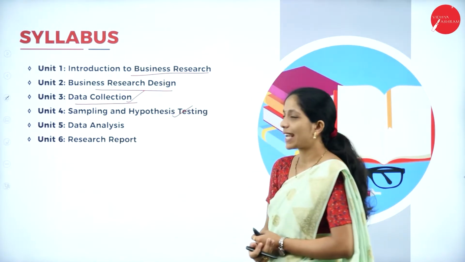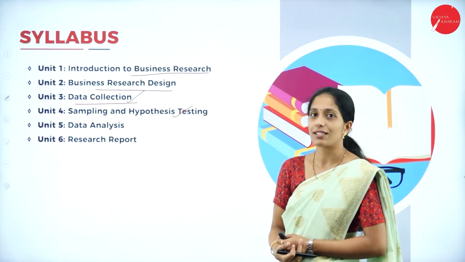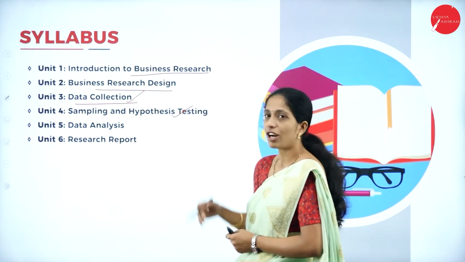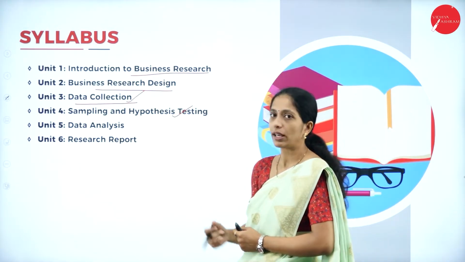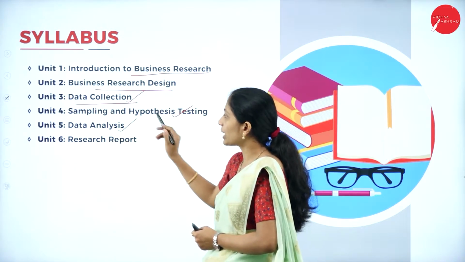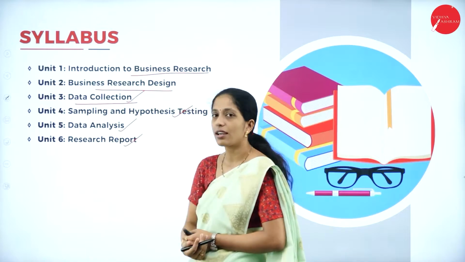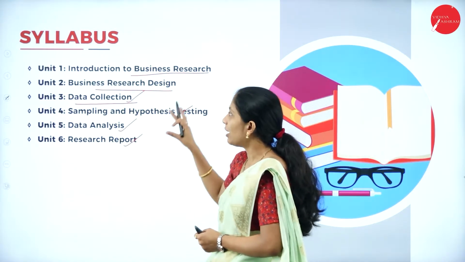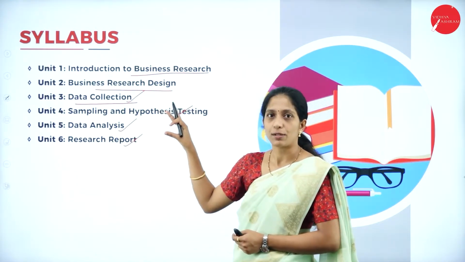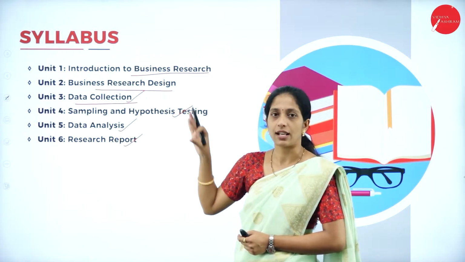Next, the fourth unit is sampling and hypothesis testing. So this would be the fourth unit and a very important unit. Next, the fifth unit is data analysis and the sixth unit is research report. So these are the units that come under this particular subject, business research method.